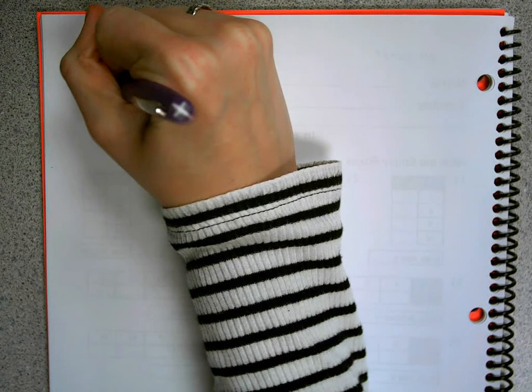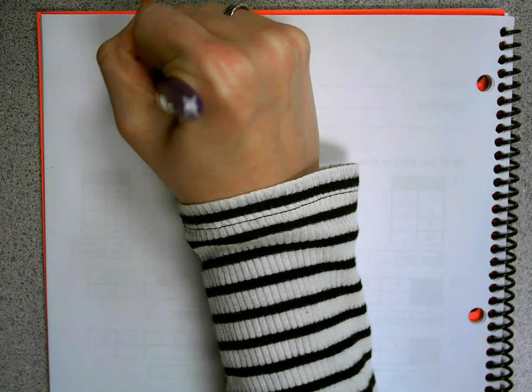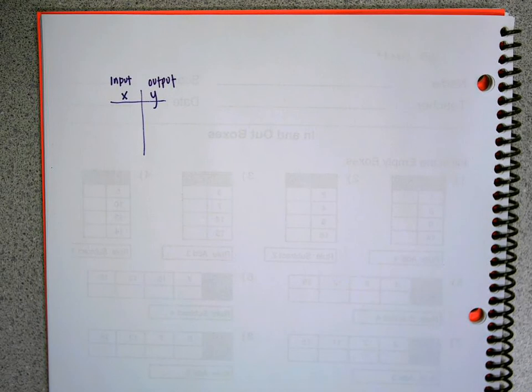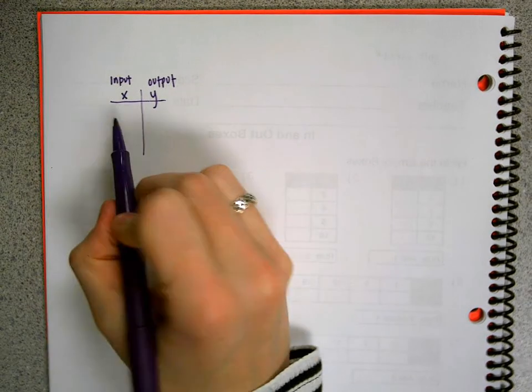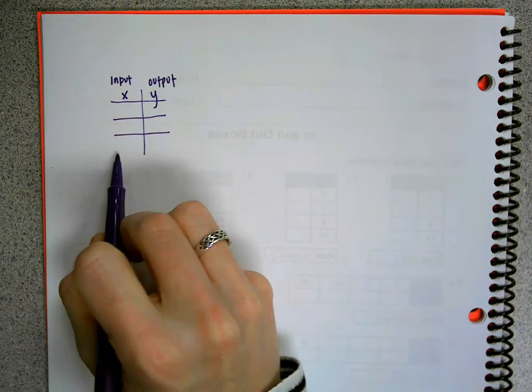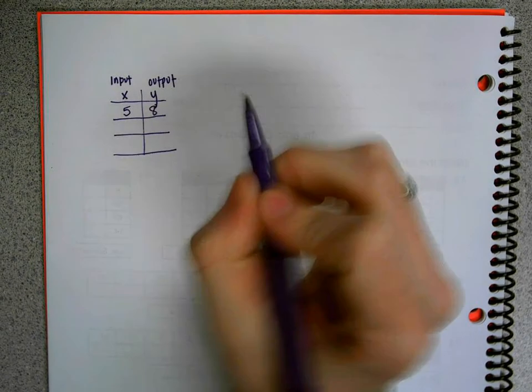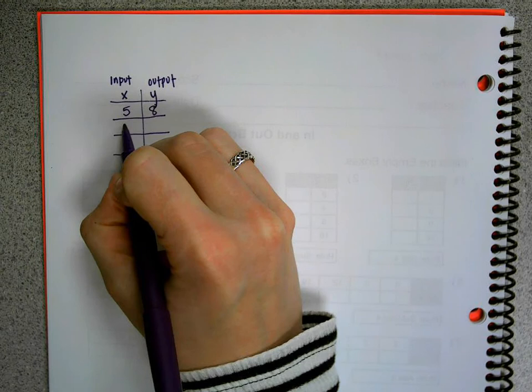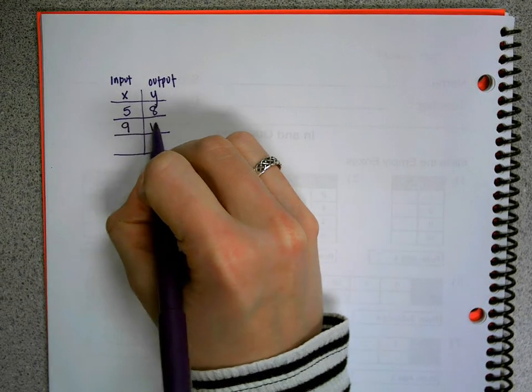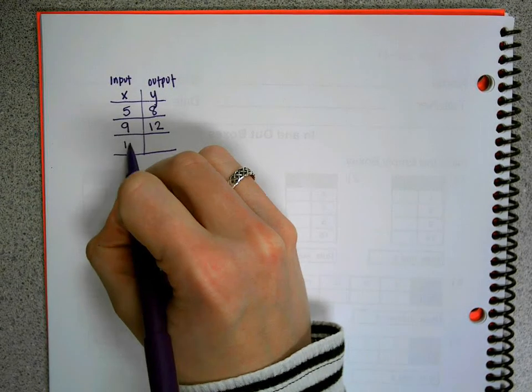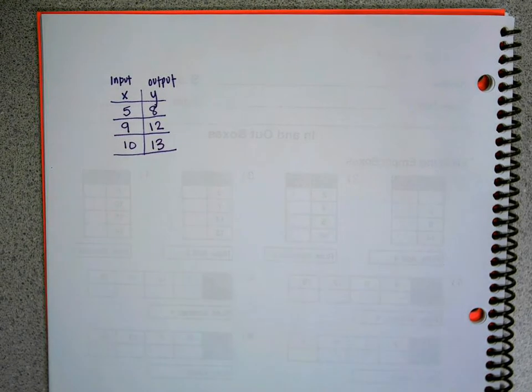Remember, X, that's your input, and Y is your output. And then you're going to have a list of numbers that go along with that. So let's say we have 5 and 8, 9 and 12, and then we'll do 10 and 13. Okay, your job is to find the relationship between X and Y.